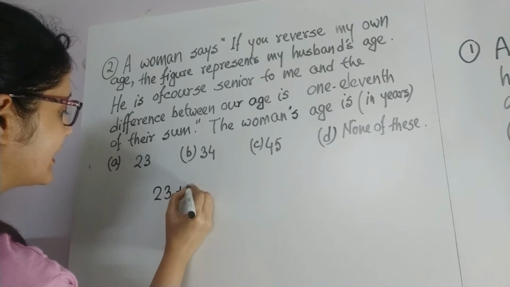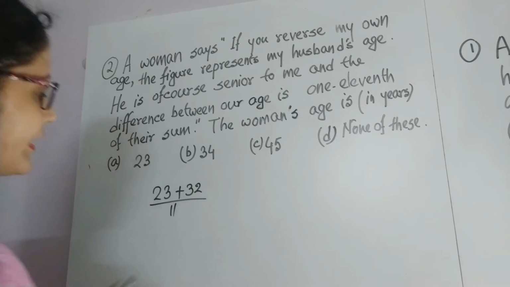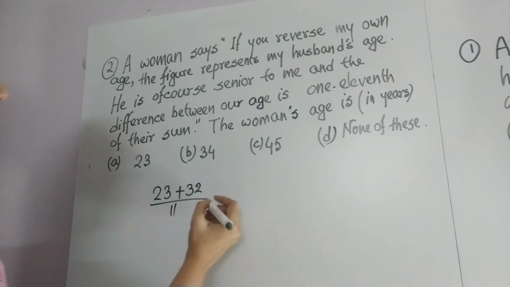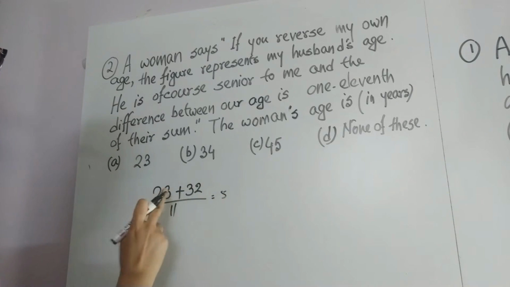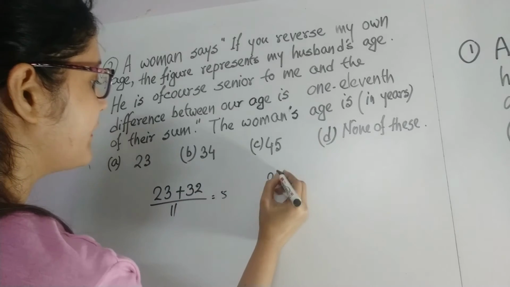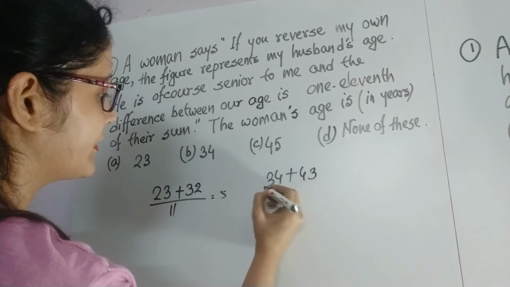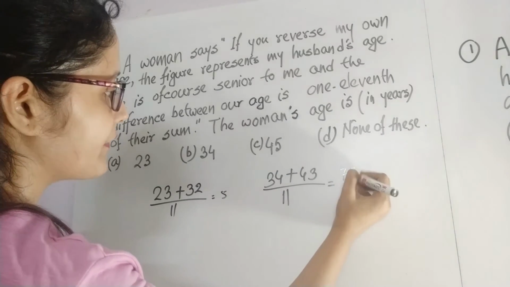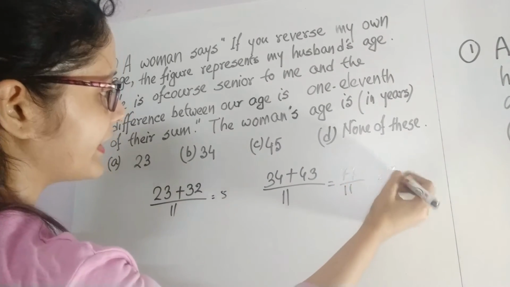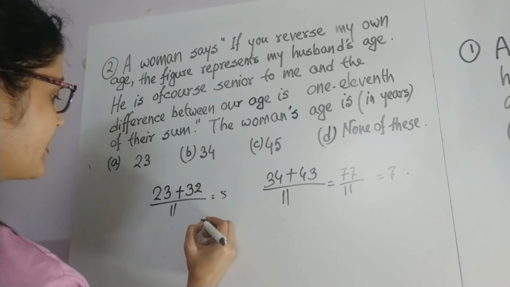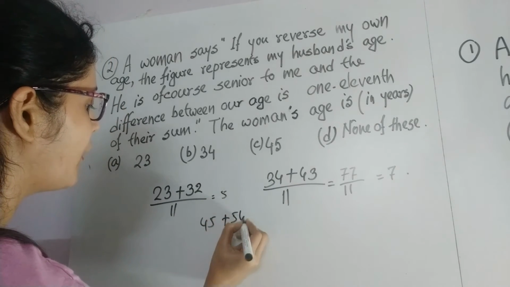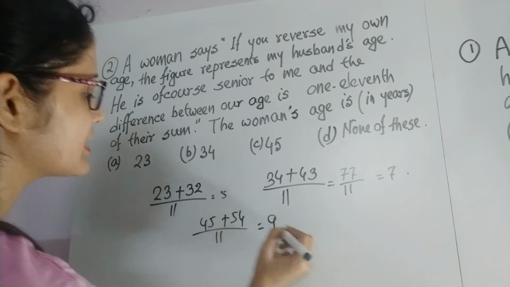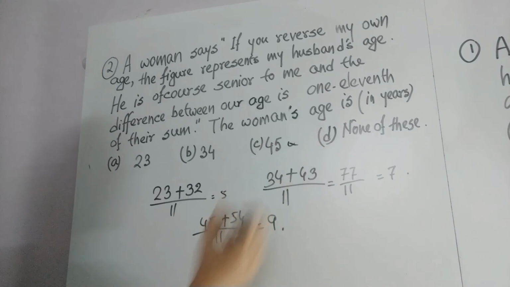23 plus 32 divided by 11. It will not become 9. It will become 5, I think. 55. Okay. Here 34 plus 43 divided by 11. You need to do it very fast. 77 by 11. That is 7. It will also not be the answer. 45 plus 54 divided by 11 will obviously be 9. So here 45 will be the answer.